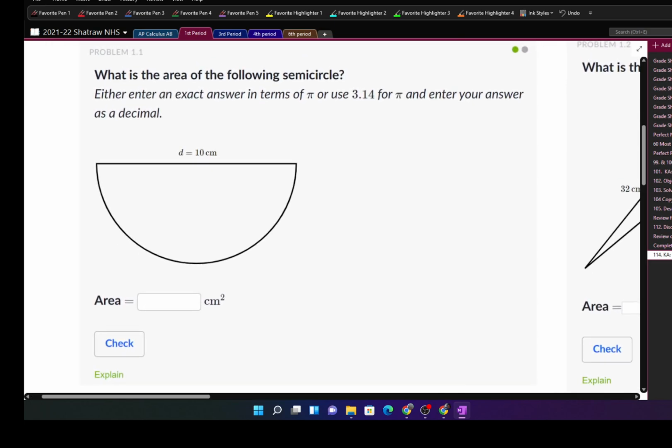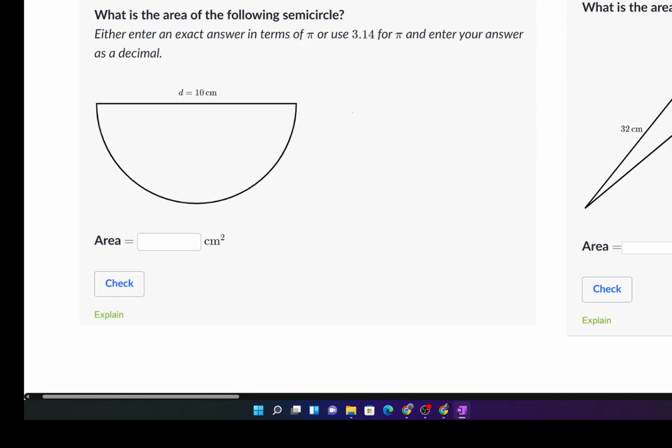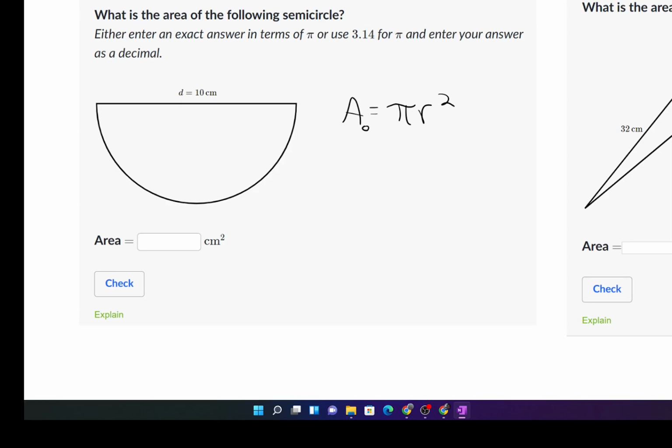What is the area of the following semicircle? Well, I was just looking at it. The area of a circle is pi r squared. And notice how I put a little circle down there? That just helps me remember what shape it is that I'm trying to find the area of. We've done this previously, actually last semester, so hopefully you'll remember it.